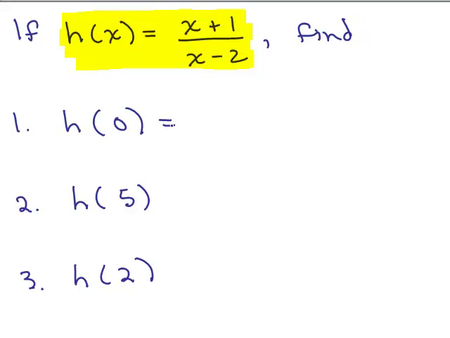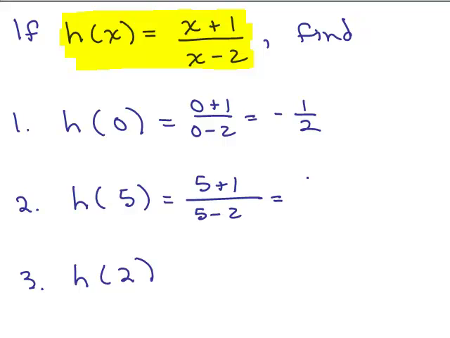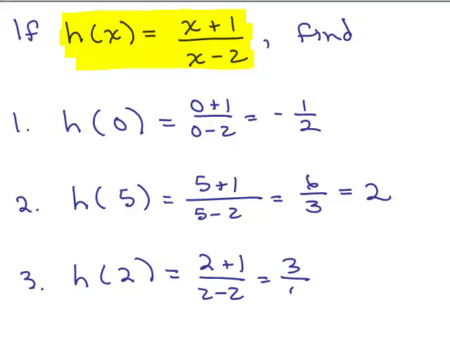Okay, for h of 0, we're going to put in 0 for x, so I have 0 plus 1 over 0 minus 2. So that's going to be 1 over negative 2, which is negative 1/2. All right, let's put in 5. 5 plus 1 over 5 minus 2 is 6/3, and that reduces to 2. h of 2: 2 plus 1 over 2 minus 2 is 3 over 0.